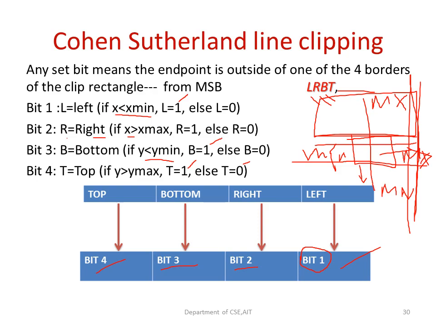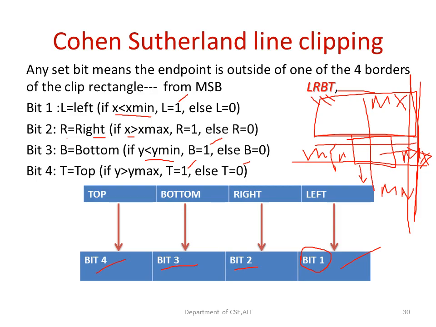If X is less than X min, that is, if the region is to the left of the clipping window, then bit 1 will be equal to 1. That means it is telling that this region is to the left. Bit 2 is about the region to the right of the reference window. So the right bit, R, will be equal to 1 if X is greater than X max.